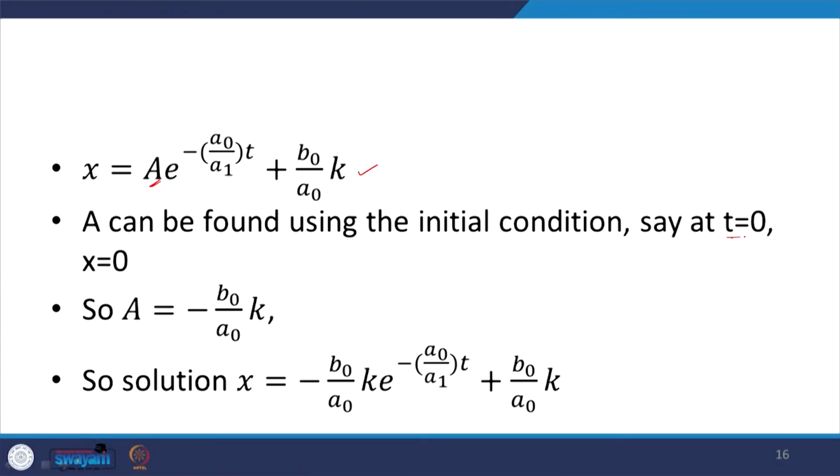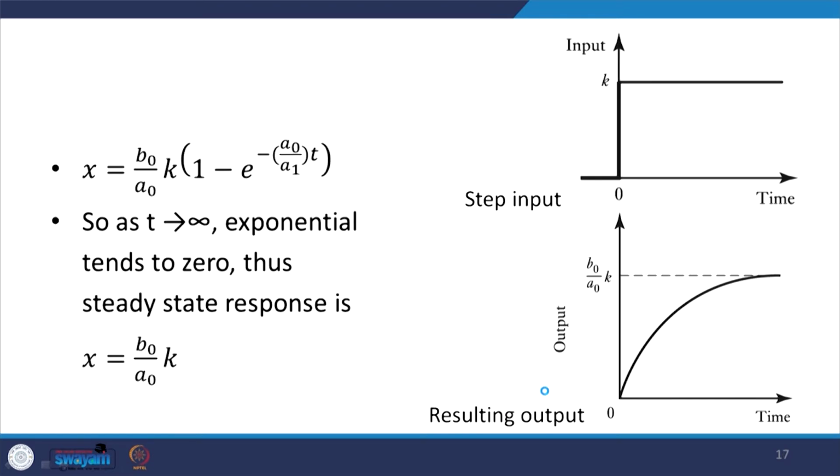Again, I can get the value of a by substituting x is equal to 0 at t is equal to 0. If I put it over here, I can get the value of a as this one, and I can substitute it over here. So, this is my final response for the step input in the first order differential equation with a forcing function.